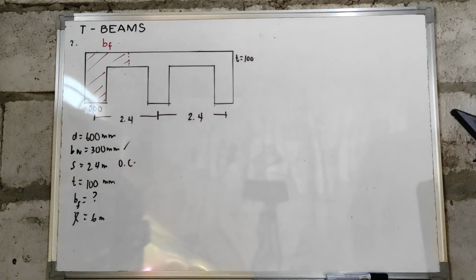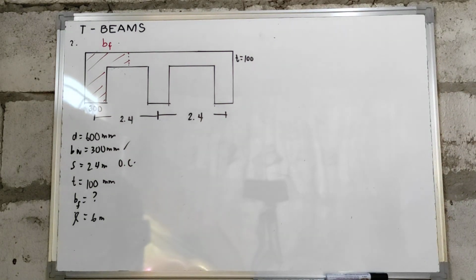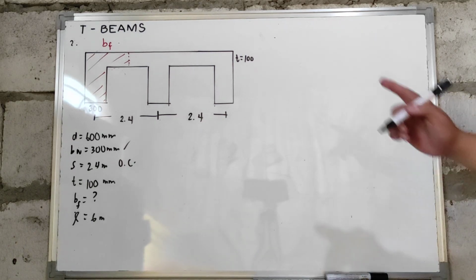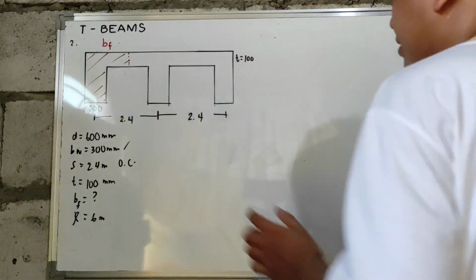Determine the effective width of the flange at the end of the beam or L-beam having a span of 6 meters. So sir, how can we find the value of your B sub F in L-beam? Sinasabi yung L-beam kasi nga L-shape siya.